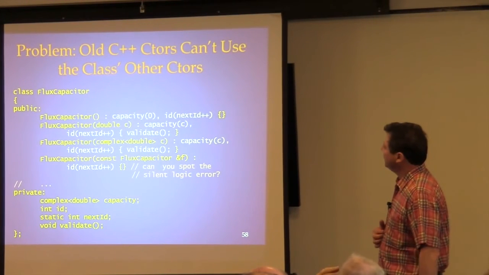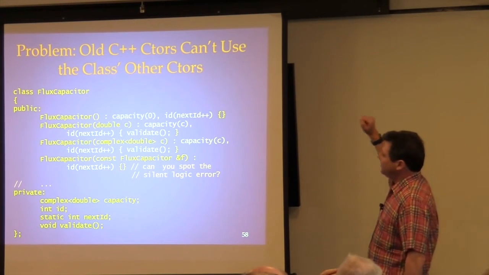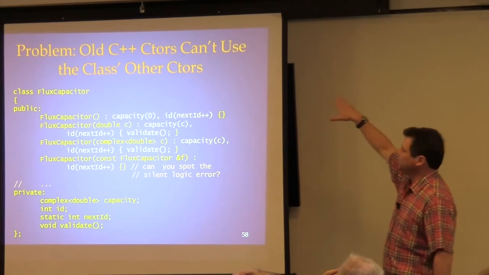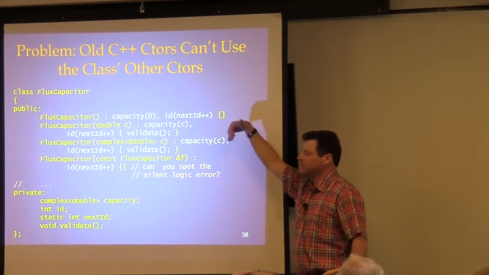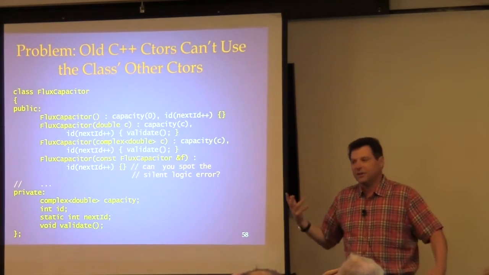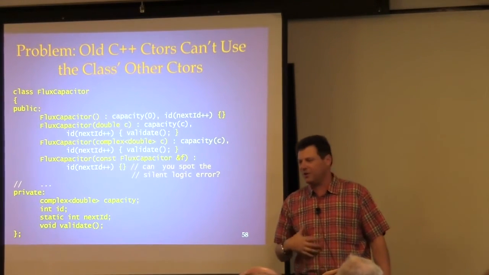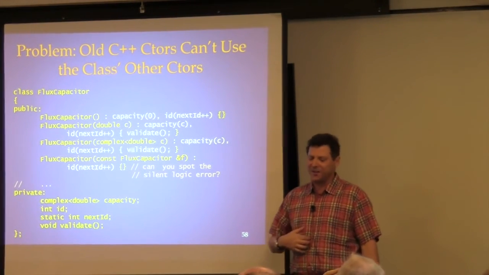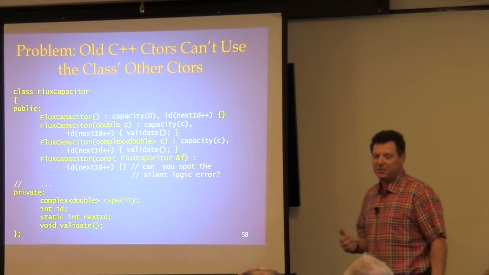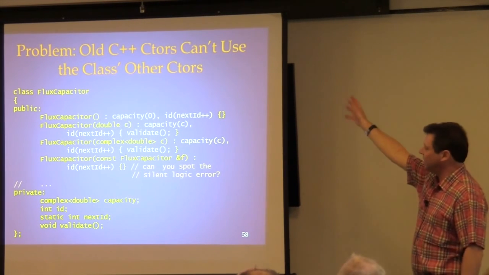So, final classes. In old C++, constructors could not leverage other constructors of the same class. If you learn Java and you see how Java constructors just call each other, you go, why can't I do that in C++? Well, now you can. In C++11, a constructor can call another constructor.